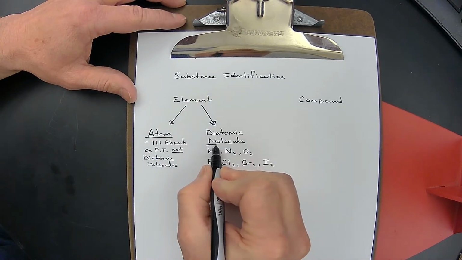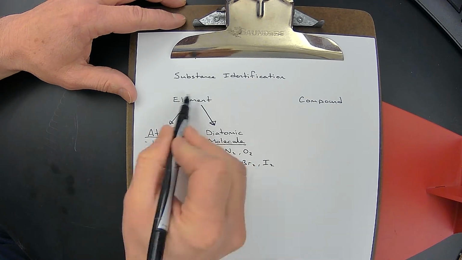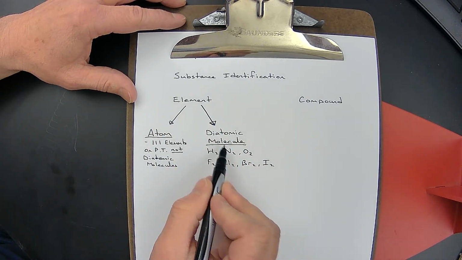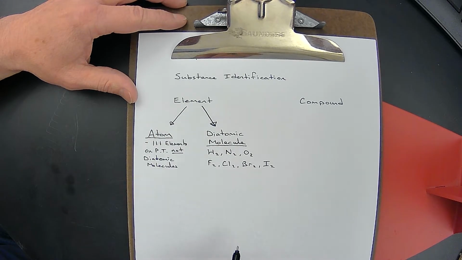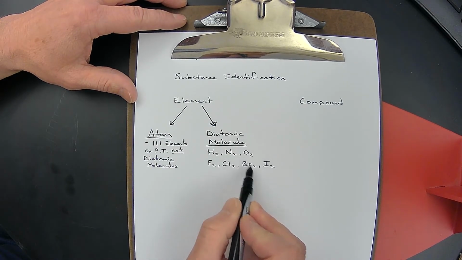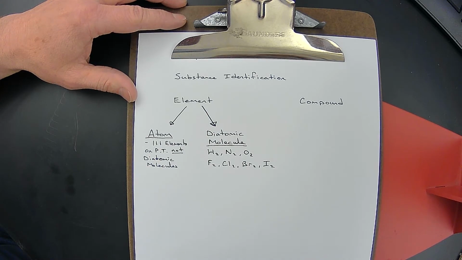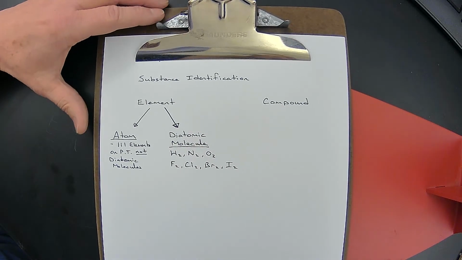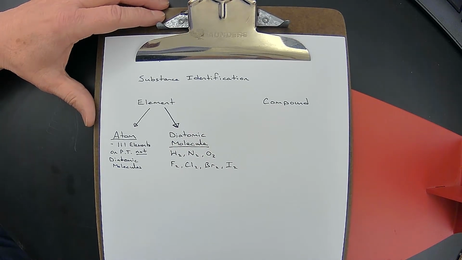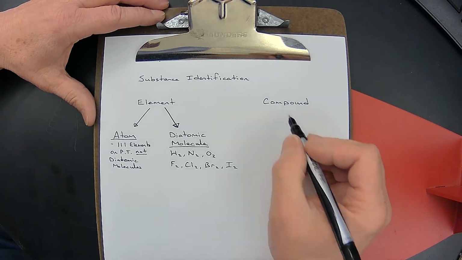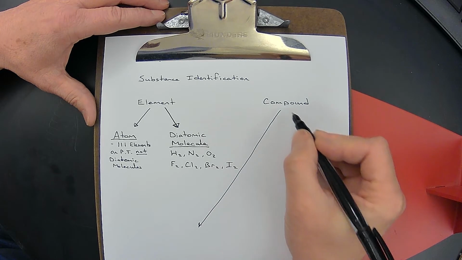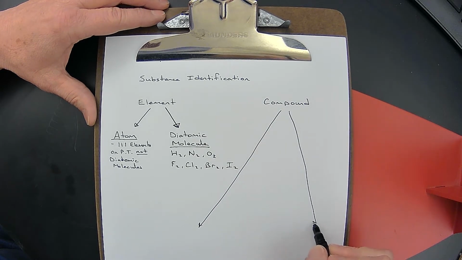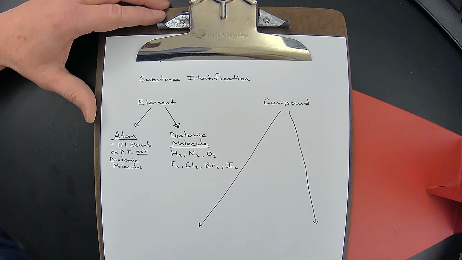You could also have a molecule. An element could be an atom, but it could also be a molecule, because H2, both of them are H's, so it's still an element. Br2, both of them are Br, so it's still an element. You can also have a compound. Now, for the compounds, I'm going to extend down this direction so that I can have a little bit more room to write.